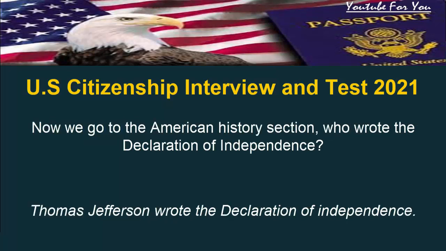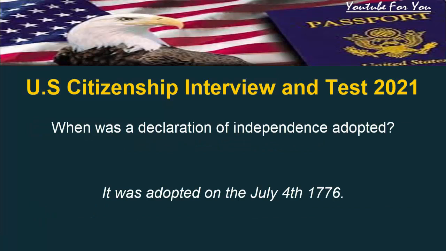Now we go to the American history section. Who wrote the Declaration of Independence? Thomas Jefferson wrote the Declaration of Independence. When was the Declaration of Independence adopted? It was adopted on July 4th, 1776.